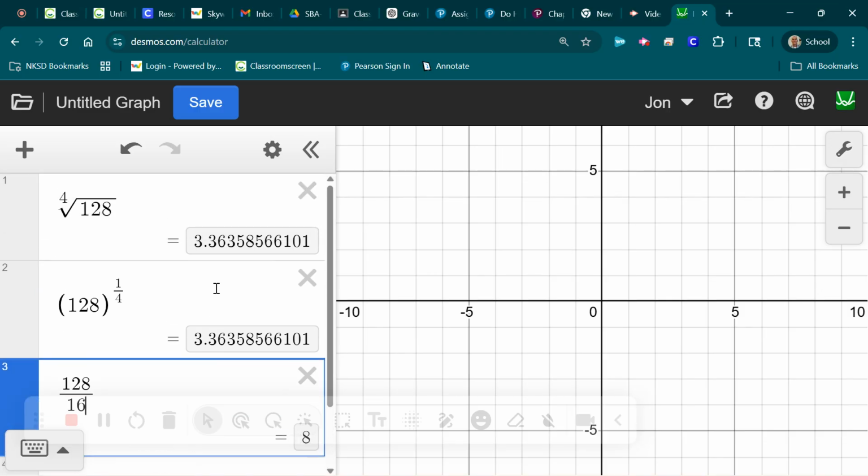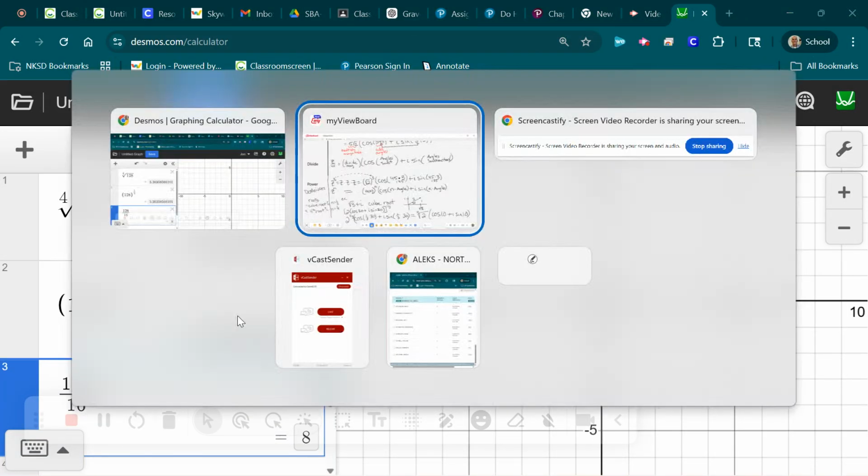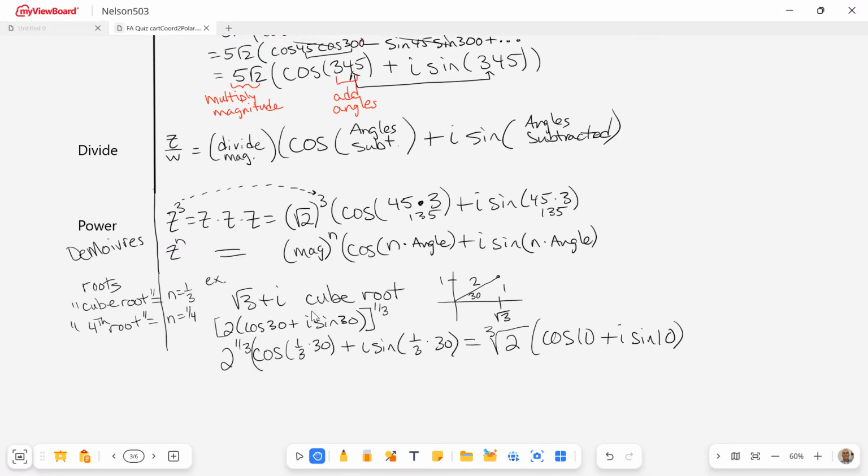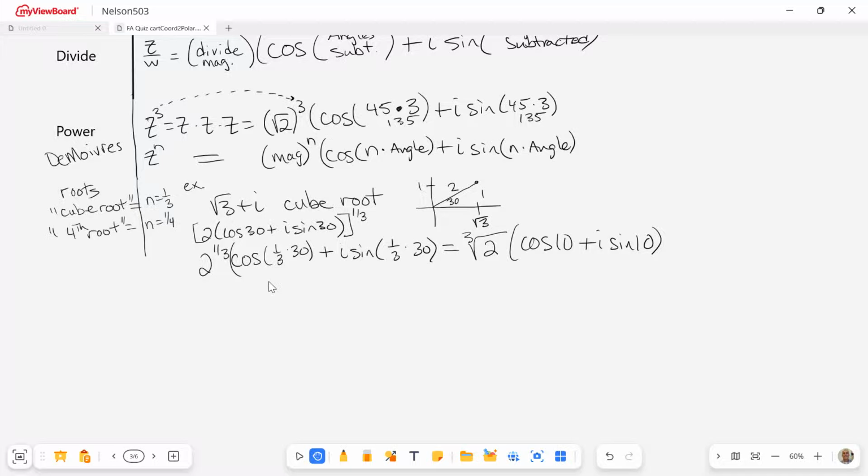What I wanted to point out here is that the fourth root is the same as the 1/4 power. See how that works right there? So we'd have 4 total answers if we had a fourth root. In this situation, I've got a cubed root, so I need to find more answers. So where do the more answers come from? Well, it doesn't come from the magnitude.